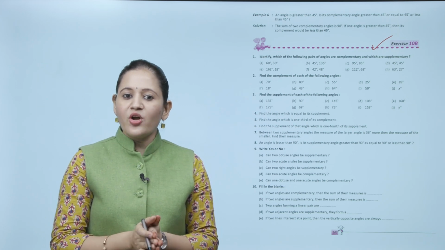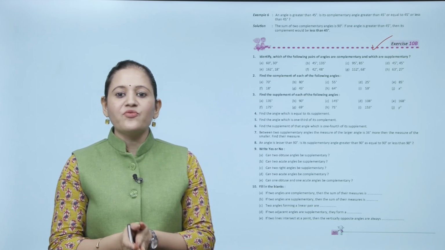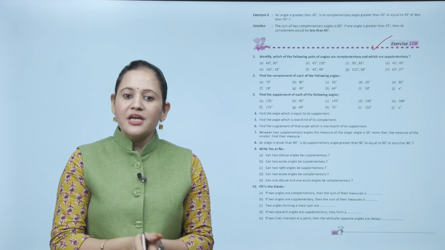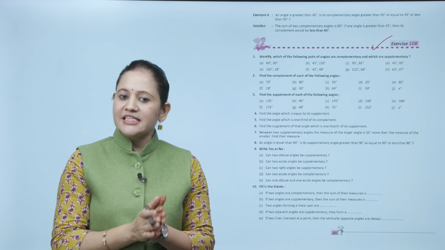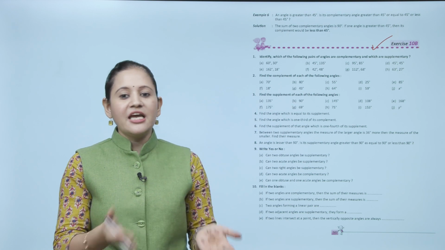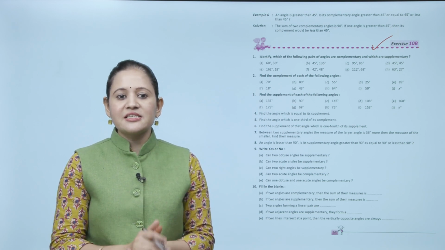Identify which of the following pair of angles are complementary and which are supplementary. If the sum of the pair of angles is 90 degrees, then they are complementary. If the sum is 180 degrees, then they are supplementary.